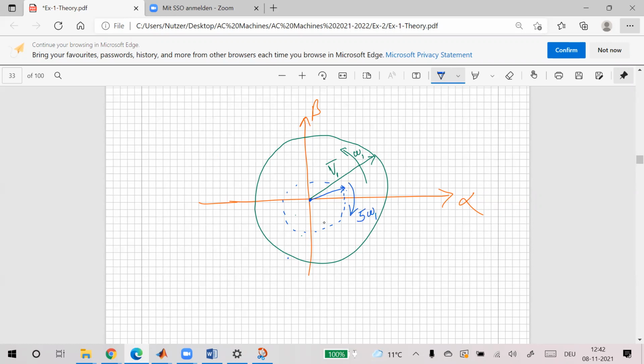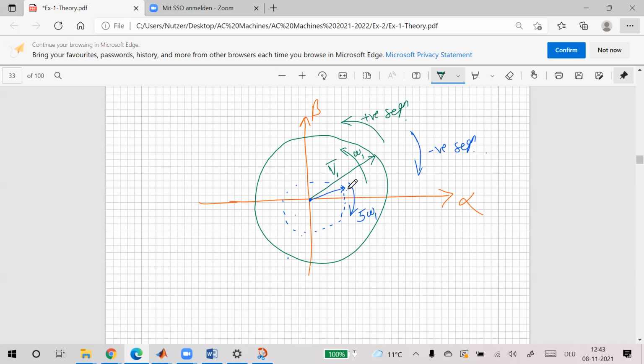We know that negative sequence rotates clockwise and the positive sequence rotates anti-clockwise. So this is how your negative sequence rotates, and this is how your positive sequence rotates. We saw this in the first exercise. I know it's very long, but probably you remember. Is this clear?